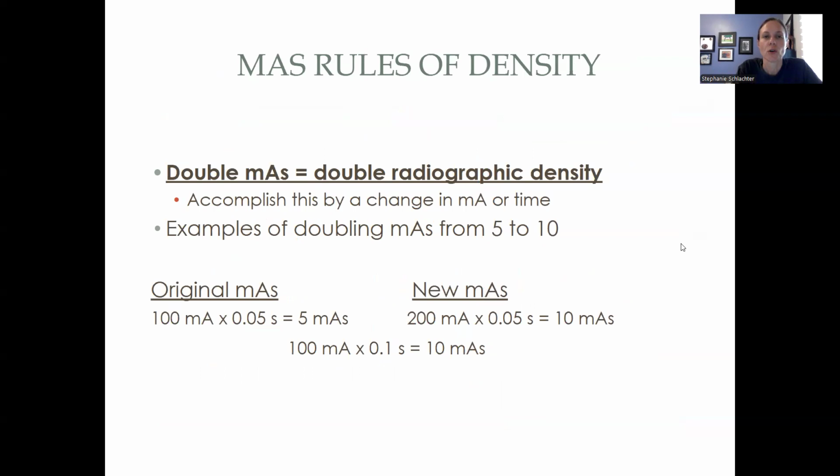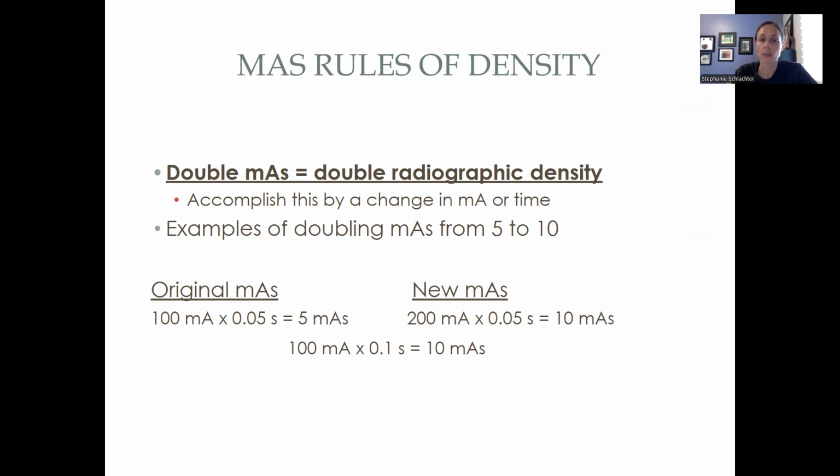Okay, so MAS, and what we were talking about, kind of the rules as far as density goes. So if we double the MAS setting on our machine, we are going to double the radiographic density. Means we are going to make it twice as dark. Okay, so an example of doing this using our equation for MAS. If our original MAS setting is broken down into 100 MA and 0.05 seconds, then we'll have a total of 5 MAS. From there, we can either double our MA or we can double our time.